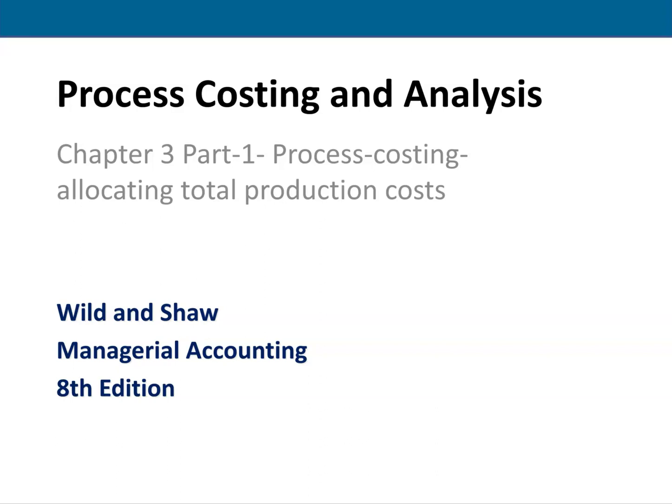This is Chapter 3, Part 1. What we're going to do is go over process costing, and we're going to do a report that shows us how to allocate total production costs. This is part of your homework.